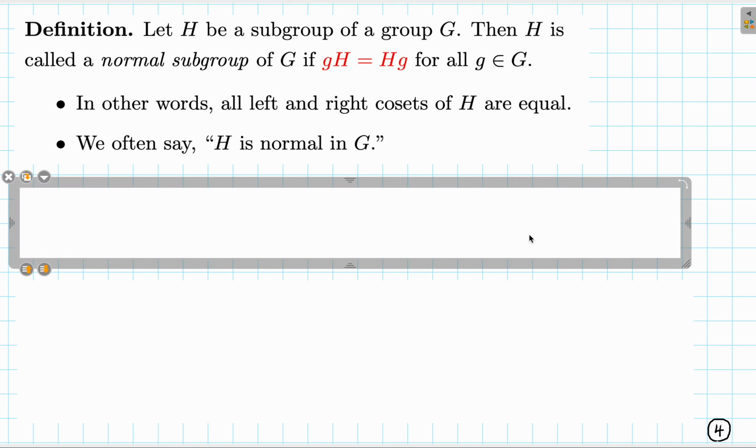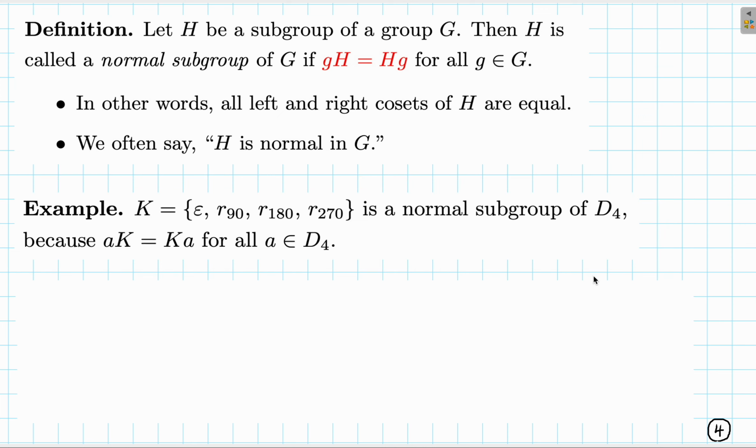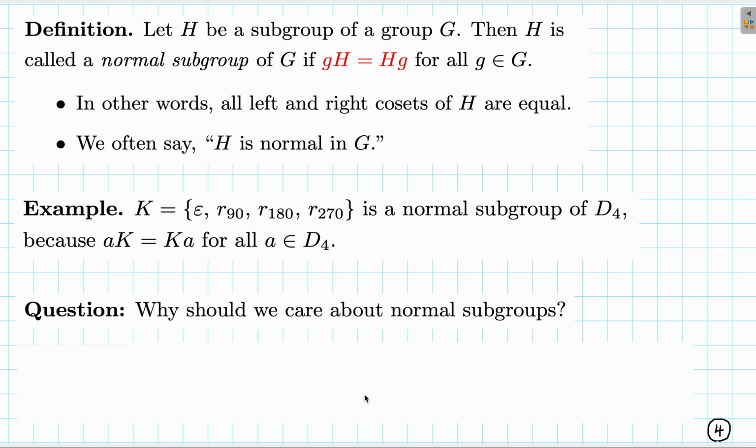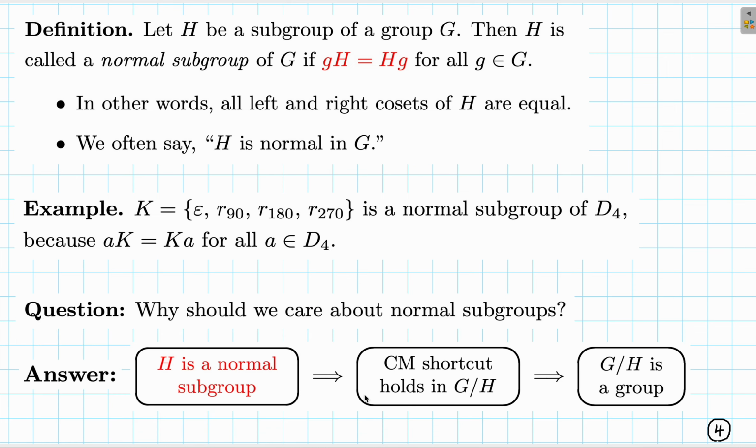Now, we've already seen an example of a normal subgroup today. The subgroup K in problem 4 is a normal subgroup of D4 because AK equals KA for all coset representatives A. Now, why should we care about normal subgroups? Because that's the missing link. H being a normal subgroup is the condition needed so that the coset multiplication shortcut holds in G mod H.